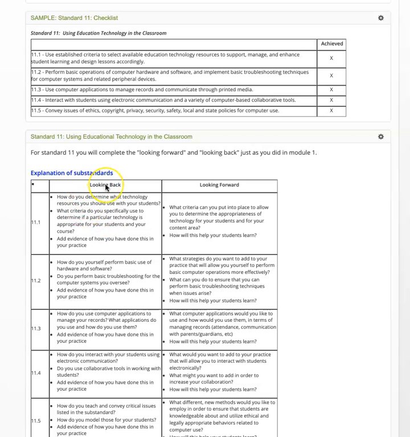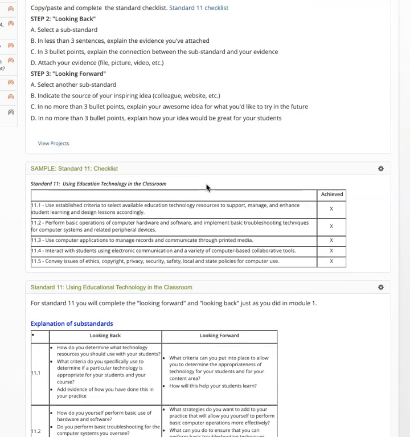So you'll see there's 2 columns, looking back and looking forward. One part of what you'll be doing is looking forward. You're going to select a different substandard. You're going to explain where you got this idea for what you want to do for looking forward. In 3 bullet points, you explain your awesome idea, and then you explain how it would benefit your students.